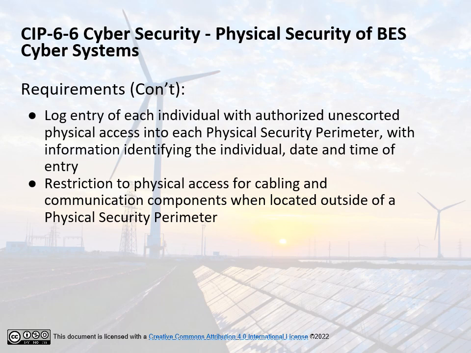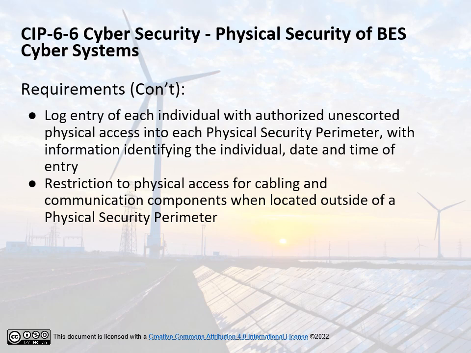CIP 6-6 Physical Security of BES Cyber Systems. Requirements continued. Log entry of each individual with authorized unescorted physical access into each physical security perimeter with information identifying the individual, date, and time of entry. Retaining physical access logs of entry of individuals with authorized unescorted access into each physical security perimeter for at least 90 days. Restriction to physical access for cabling and communication components when located outside of a physical security perimeter.